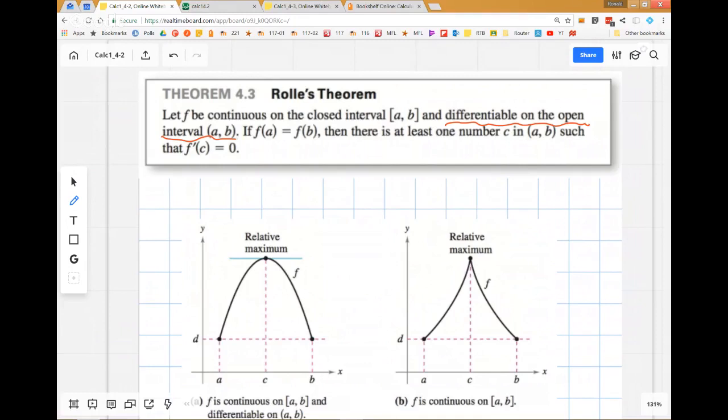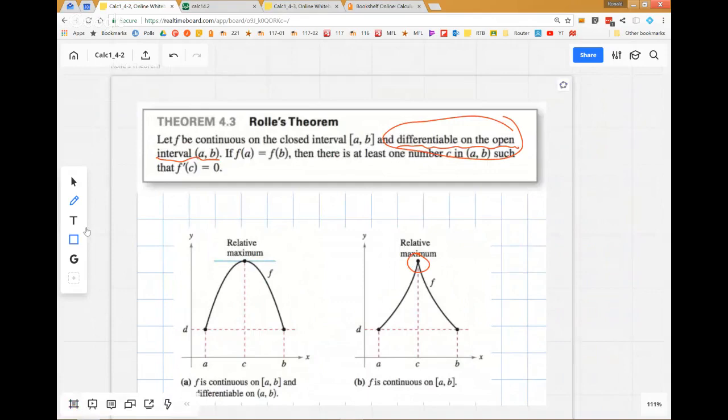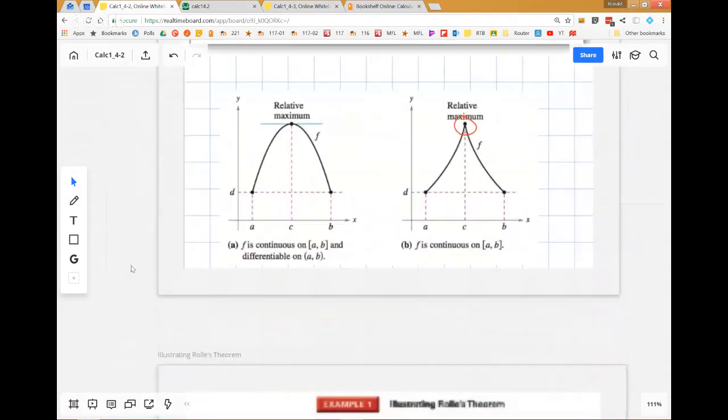Do you see that this one is not differentiable at every point, especially that point right there? So is there a place on this function on the right where there's a horizontal tangent line? You notice there is not. That's because it doesn't fit this part of Rolle's theorem. It's got to be differentiable at every point. Based on that, we can come to some conclusions and solve some problems.